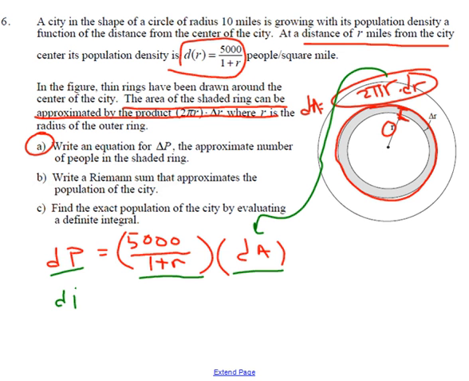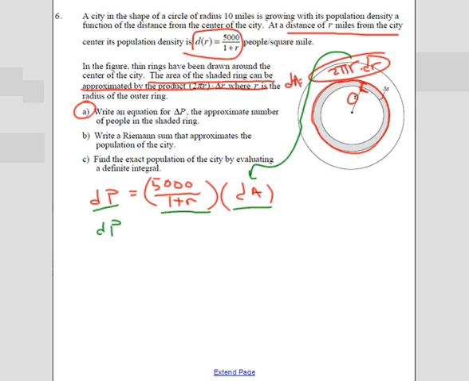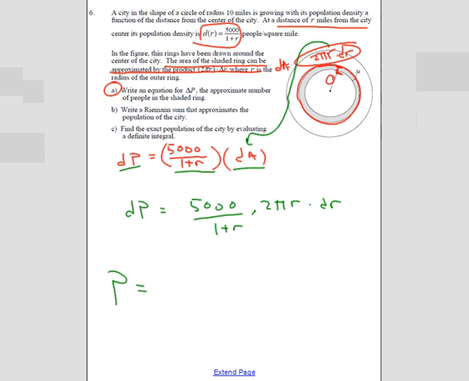So we get my change in population equals 5,000 over 1 plus r times 2 pi r dr. To find the total population in my city, I'm going to add up all of these little circular strips. I know the city goes out 10 miles, so I'm going to add up from radius 0 to radius 10 all of these little incremental changes in my population.